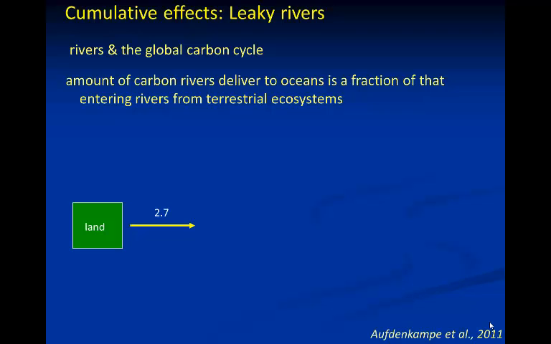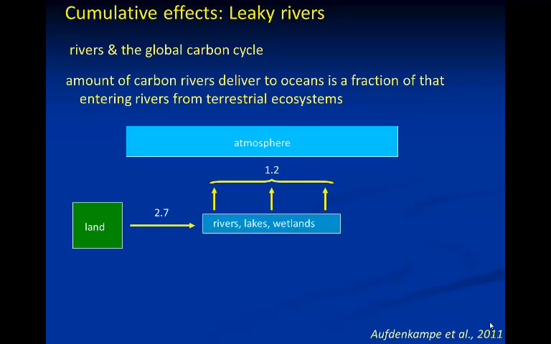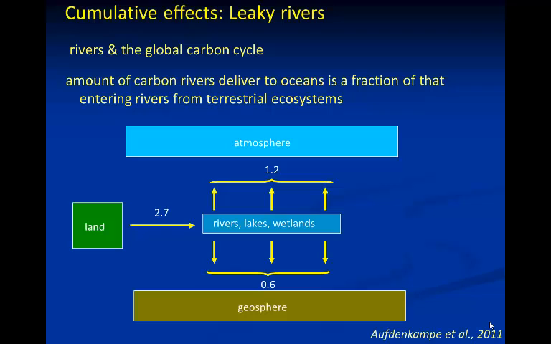Petagram is a very large unit, but it's the relative numbers that are important for our purposes. So we have 2.7 units of carbon coming off of the land globally. It goes into rivers, lakes, wetlands, the freshwater network. About 1.2 of that is returned to the atmosphere. That's through respiration of living organisms, plants and animals, releasing carbon to the atmosphere. Another 0.6 goes into what's called the geosphere, which is storage in sediments. And this could be storage for a few hundred years in a small headwater floodplain, or it could be storage for 10,000 years in the floodplain of the Amazon or a big river delta. The remaining 0.9 units goes out to the ocean.